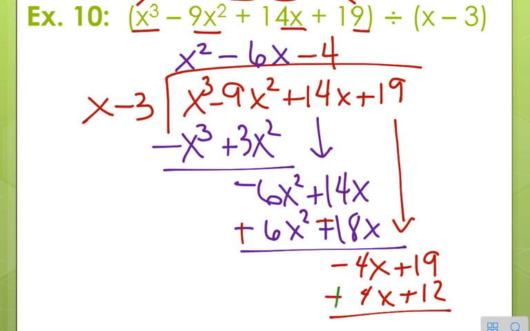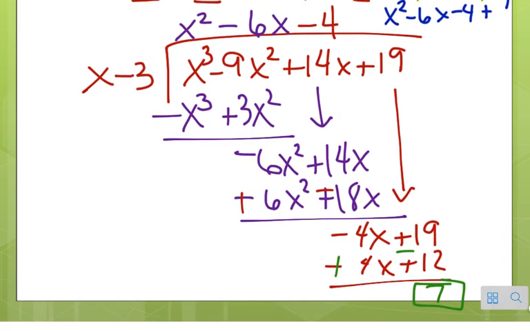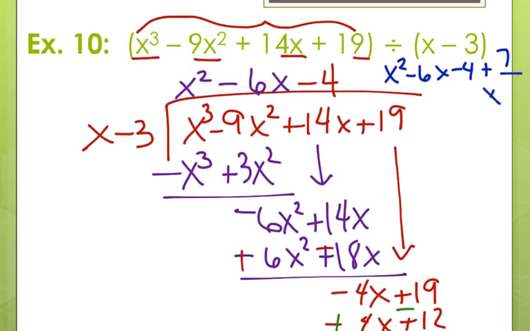Okay, so on this one, you're going to have a leftover of 7 right down here. And so the way that you write your answer is you would write your answer as, I'm running out of room here. You're going to write it as x squared minus 6x minus 4 plus 7 over x minus 3. And that would be your quotient.